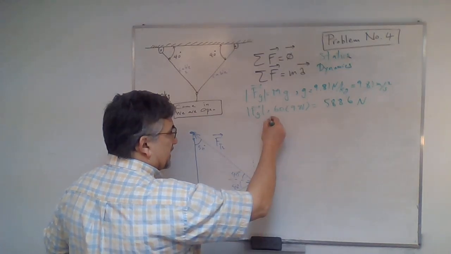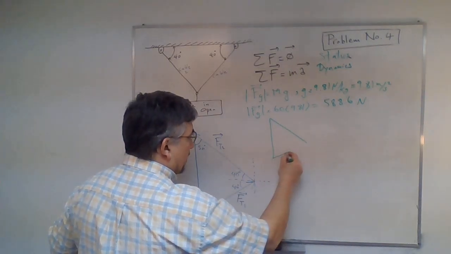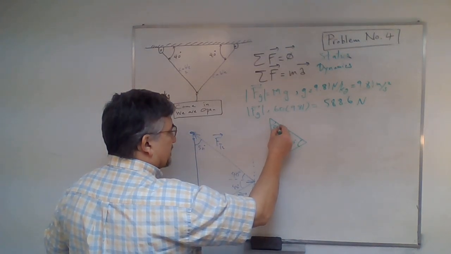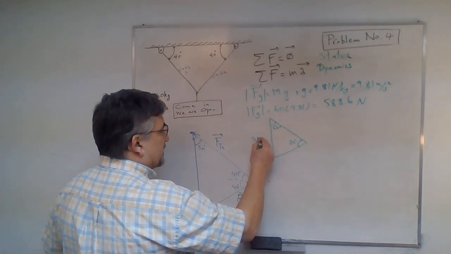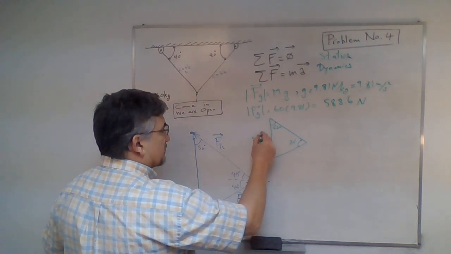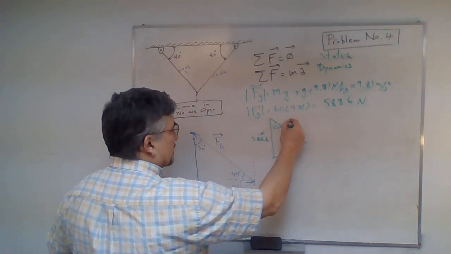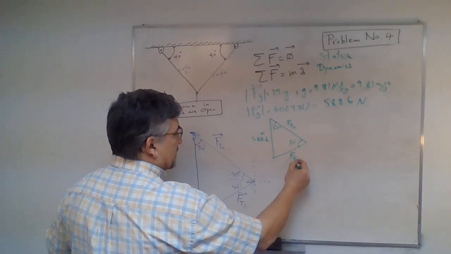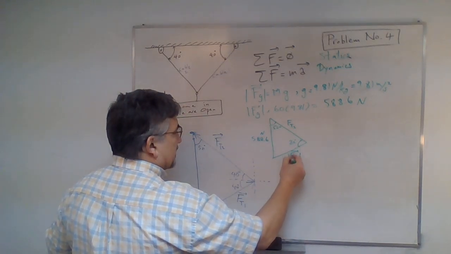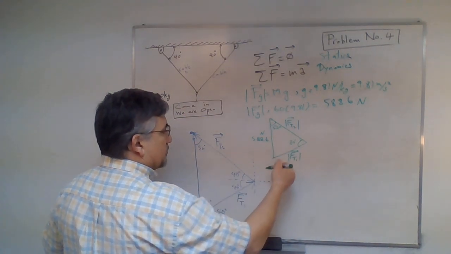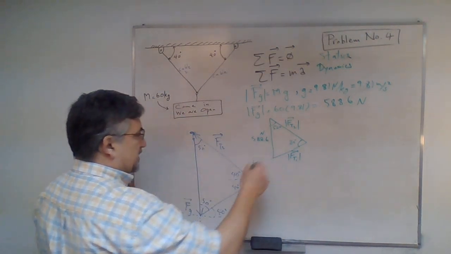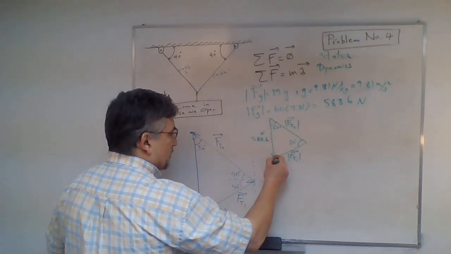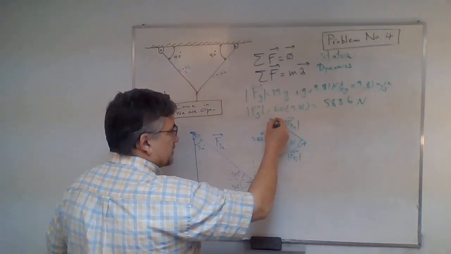So it's a triangle like this, apparently. This angle is 80 degrees. This one is like 50 at the top. This one is 588.6 newtons. And this one is force tension sub 2, force tension sub 1. And we want to find those two. So apparently there is a diagram like this. So I can still draw the arrows, not a big deal.